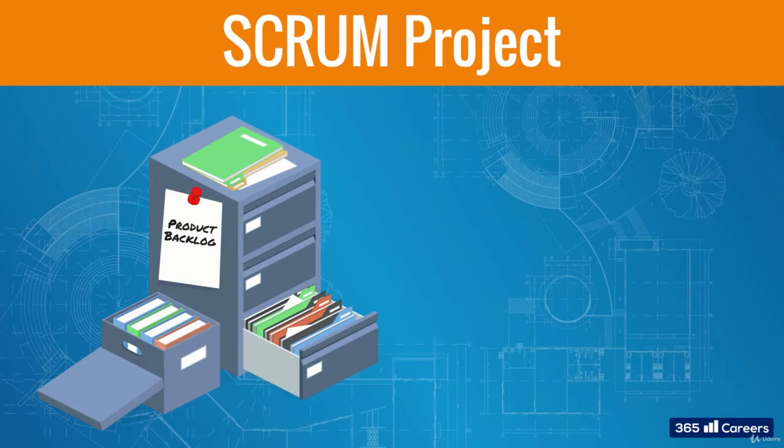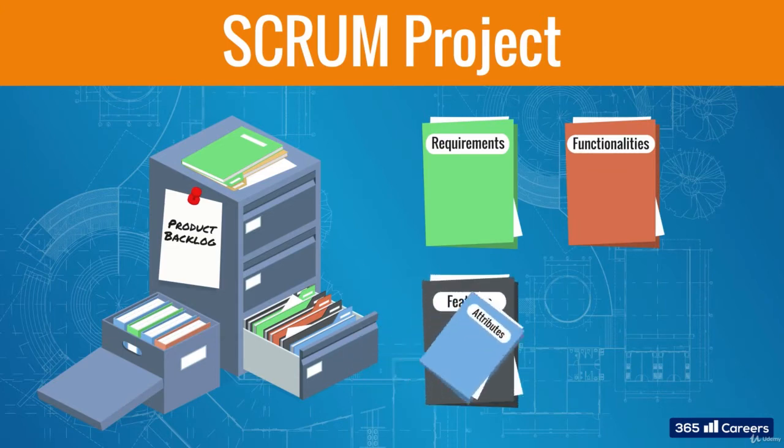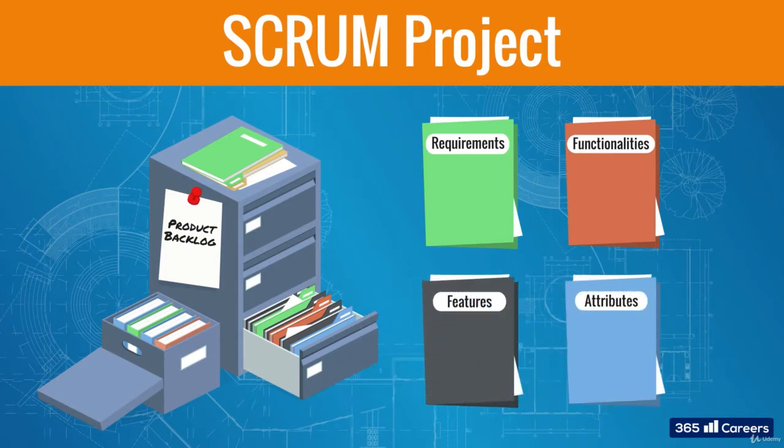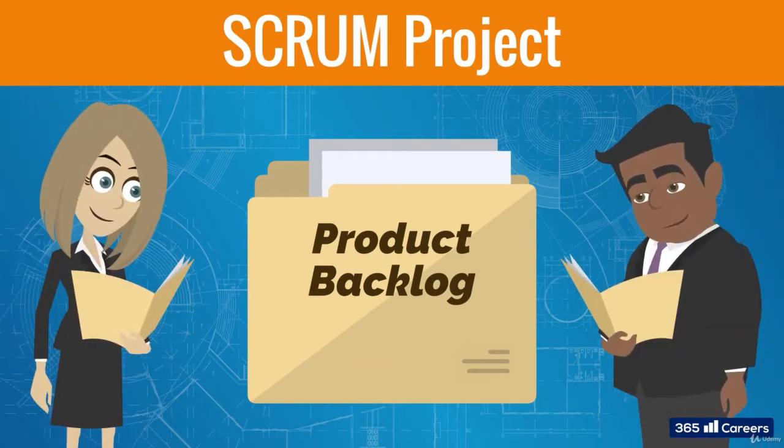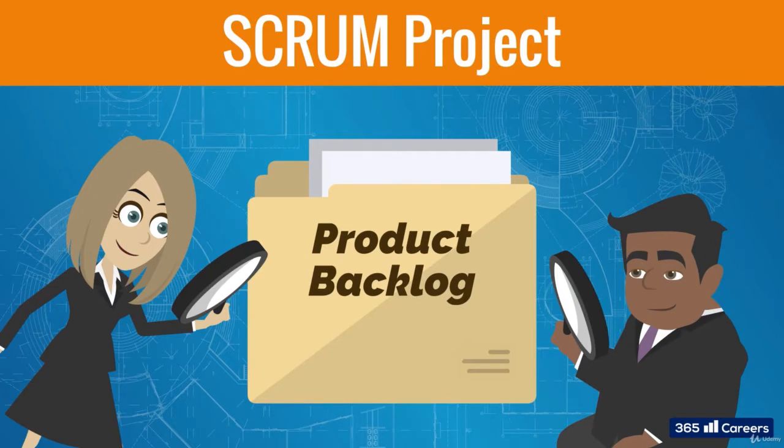The backlog represents the full list of requirements, including all functionalities, features, and attributes that the final product should have. It will be the key document to refer to whenever the product scope is discussed. Now let's see in more detail how the product backlog is formed, studying a few important elements.